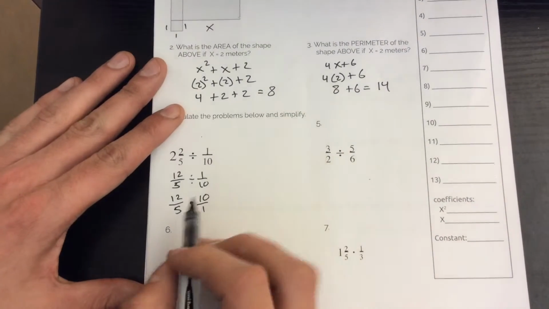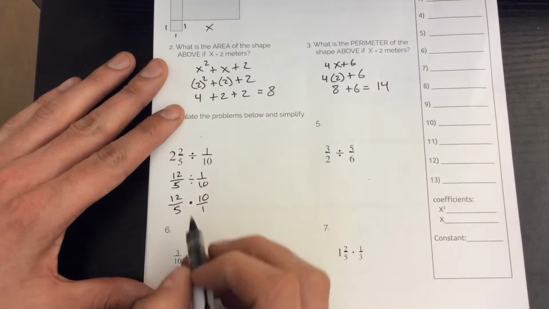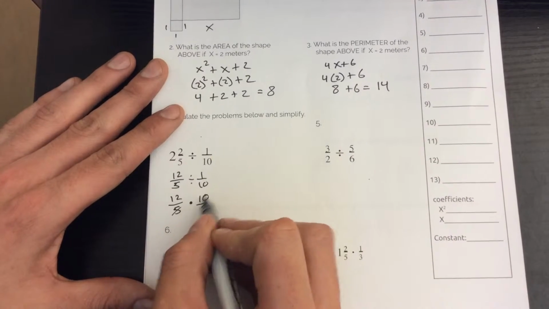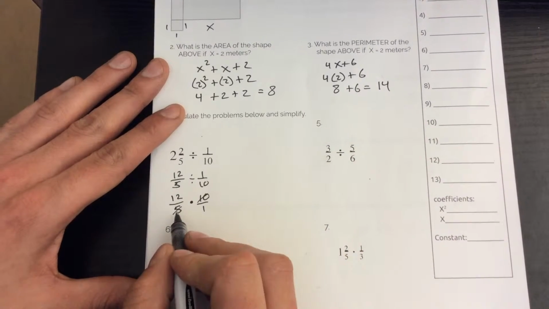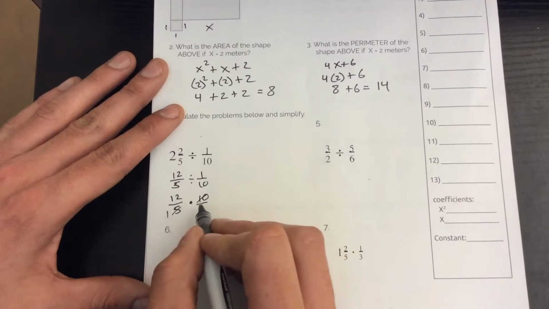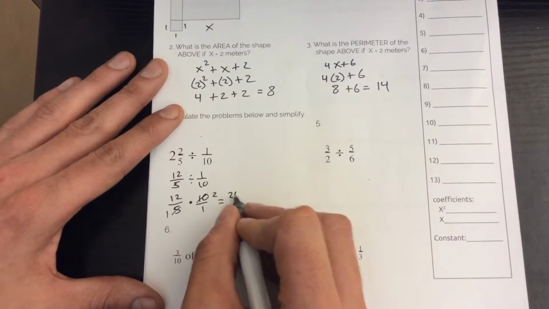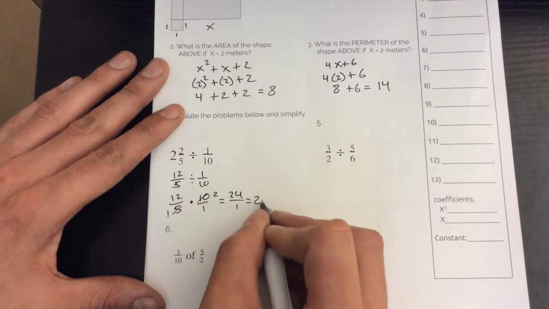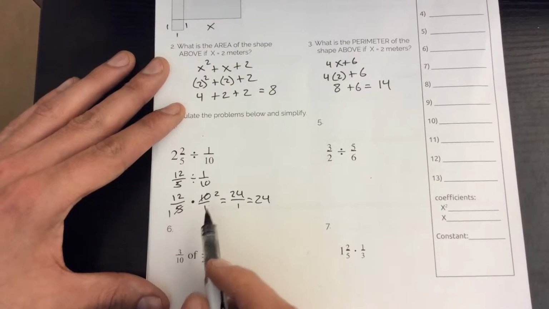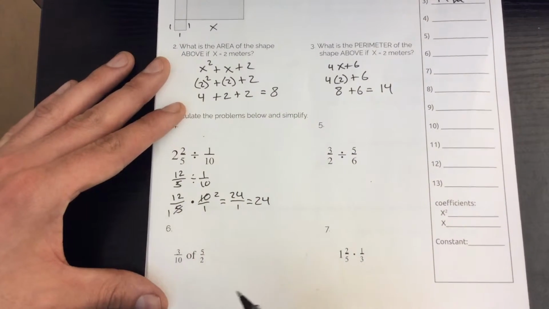And when I multiply across, I could get 120 over 5, but I can also divide out a 5 from both of these to begin with. 5 divided by 5 is 1. 10 divided by 5 is 2. And that'll give me 24 over 1, or 24. And you would have gotten the same thing if you had 120 divided by 5. So 24, we'll go ahead and we'll add it up here.